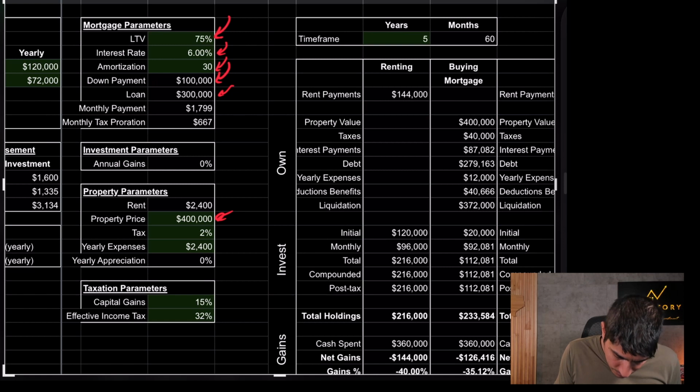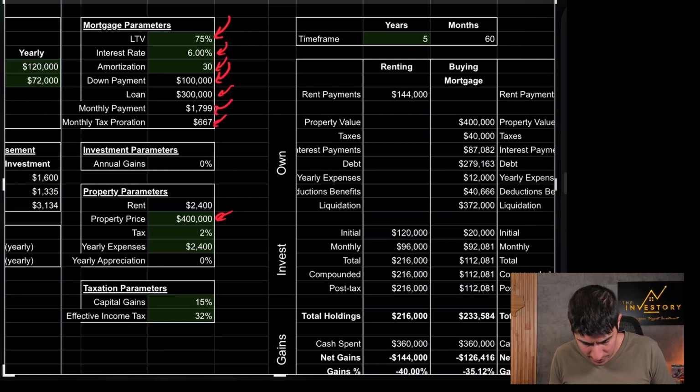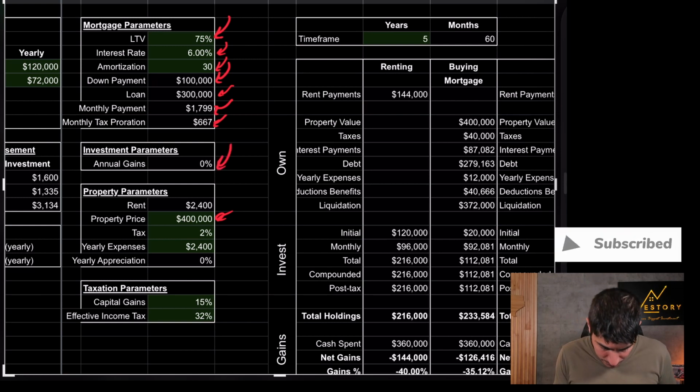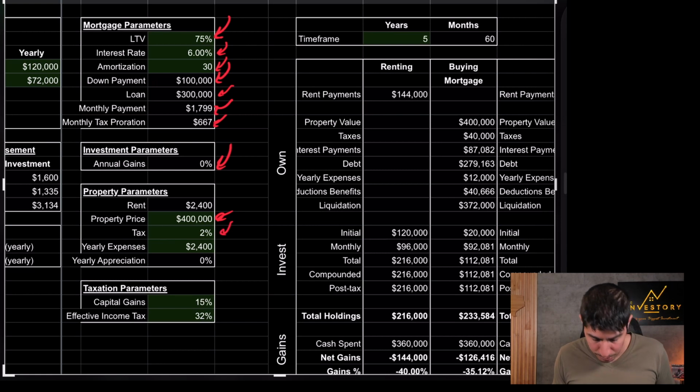Okay. Then we have the monthly payment and the taxes, total of 26 something. For this example, we took annual gains of 0%. The tax rate, property taxes are 2% in this example. Yearly expenses, I factored in $2,400 per year. No appreciation, as I mentioned. This is the gains for the investment portion. And then capital gains and income tax, I factored them in as well. Okay, so with all of that out of the way, what is going on here?